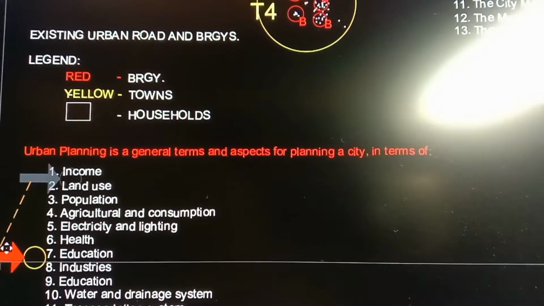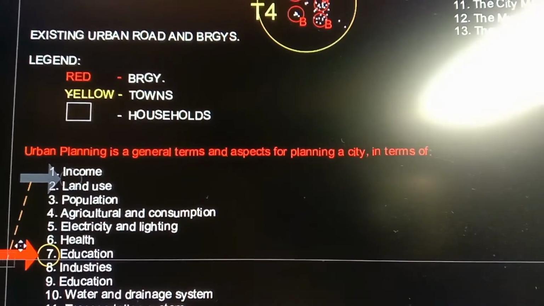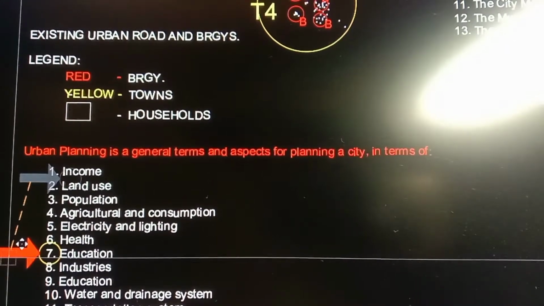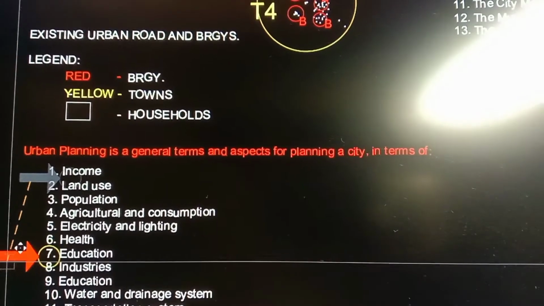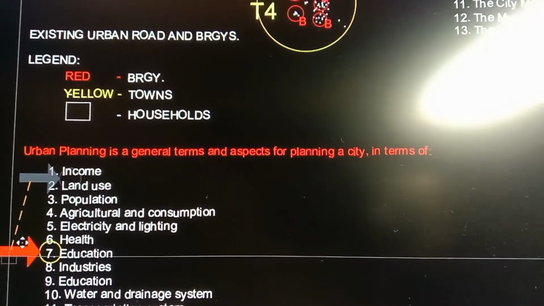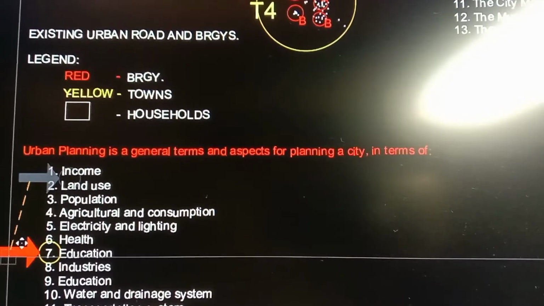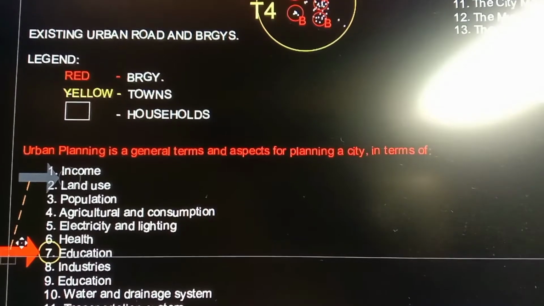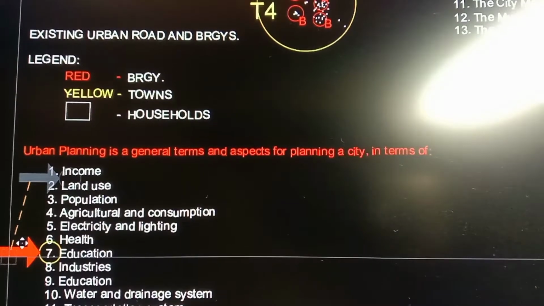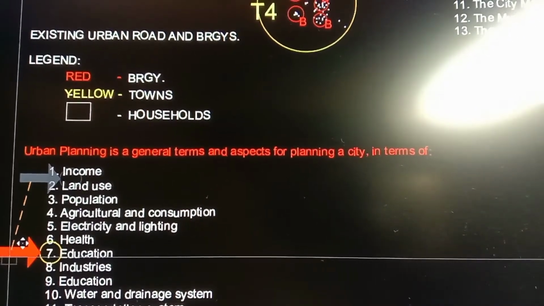Okay, the seventh requirement is education. In the city, there must be education, for example, school buildings, seminars, those meetings that involve education, wherein the children of the inhabitants come to learn in the schools. So there must be complete facilities of educational systems. So that is one of the requirements.